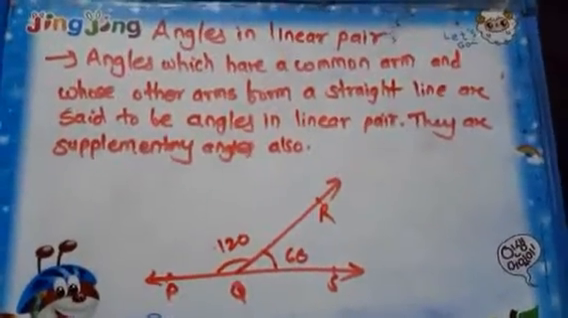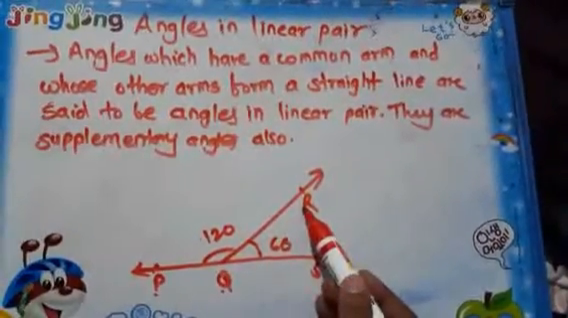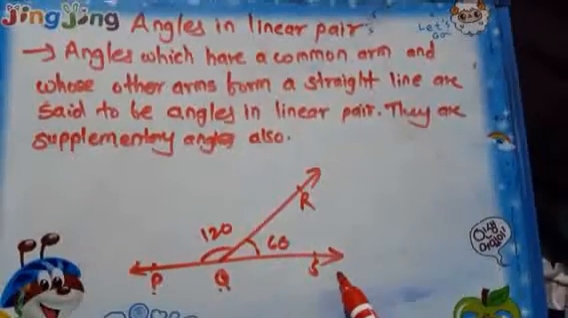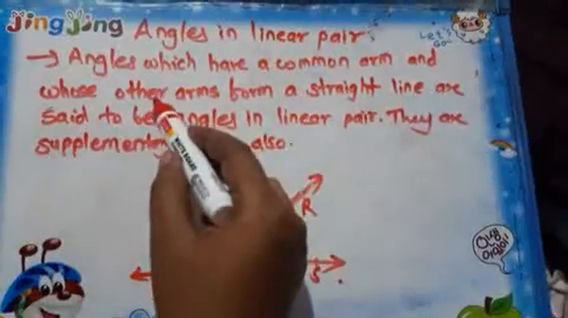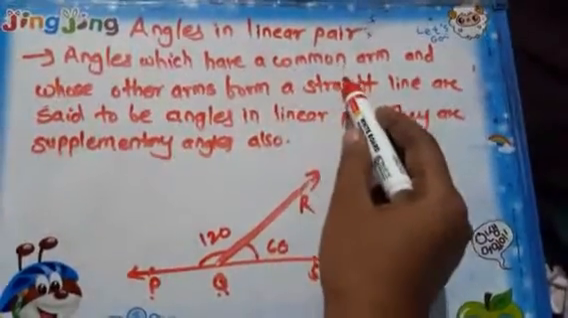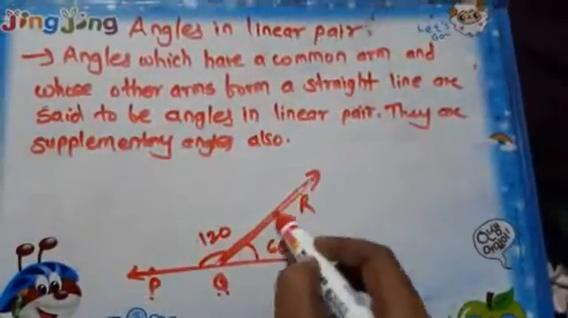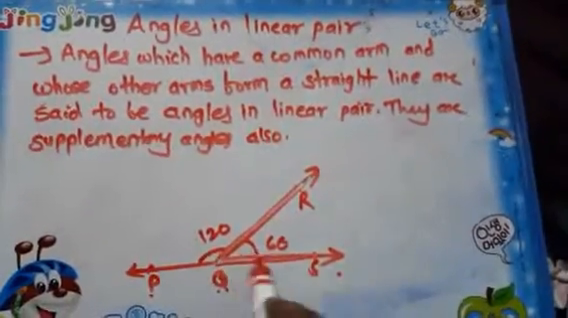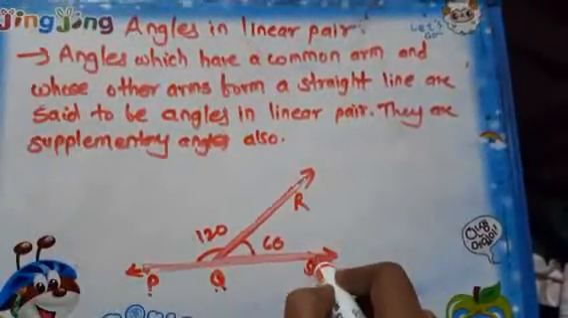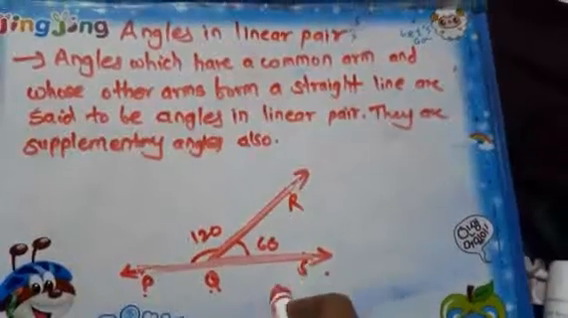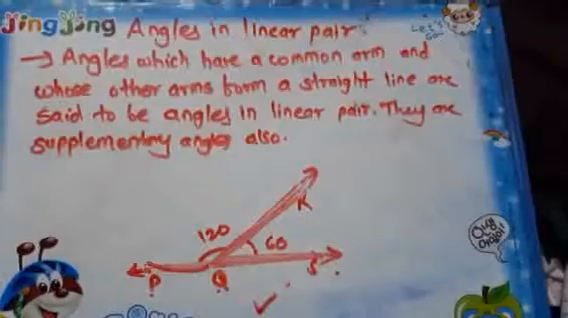For example, we will see here two angles, PQR and RQS. They are having a common arm QR. Other arms form a straight line. So this is the common arm. What is the other arm? QS and PQ. These two arms are forming a straight line. So in this way, these two angles are in linear pair.